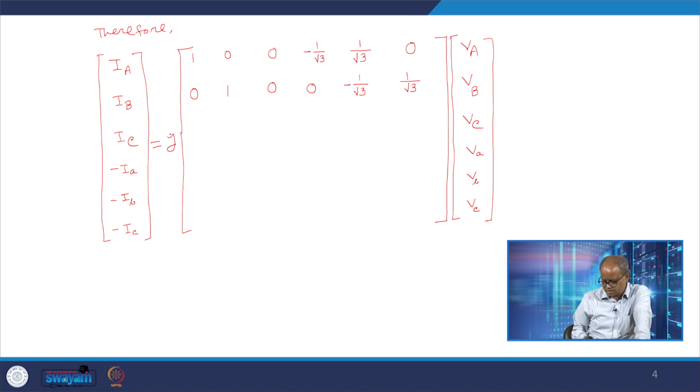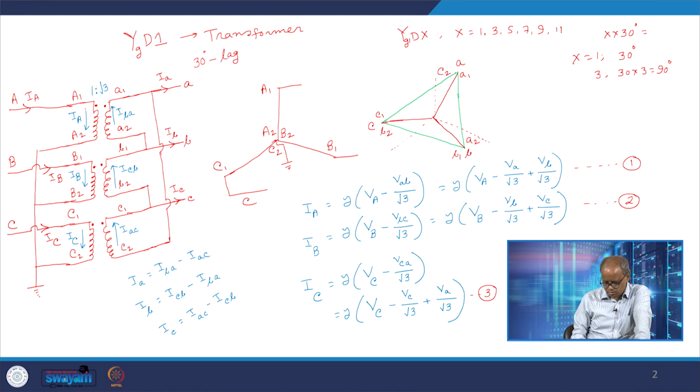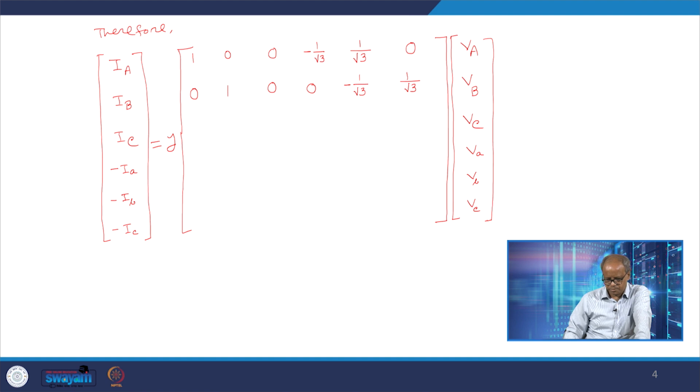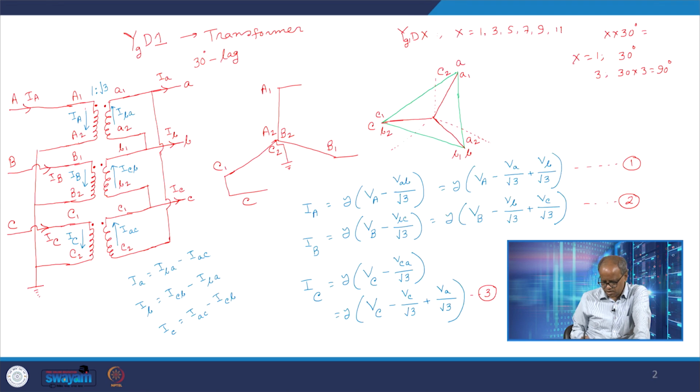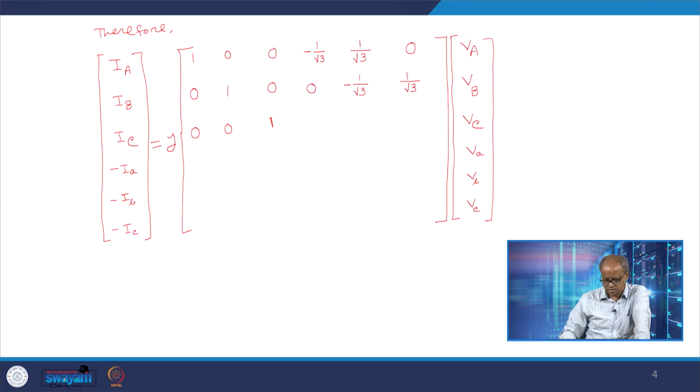I capital C, what is I capital C? It is capital C minus V small c plus VA. So capital C, it is 0, 0, 1. Then it is minus VC plus VA. So plus VA means 1 by root 3, and then 0, this is minus 1 by root 3. Okay, so this is the primary side.